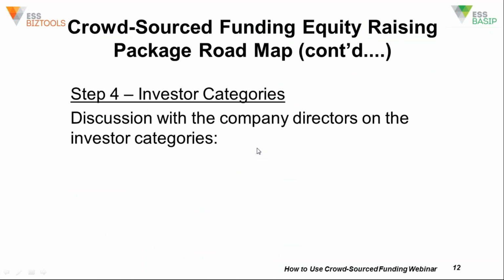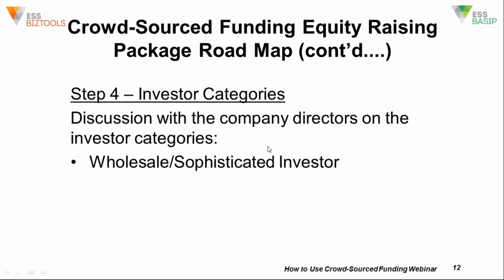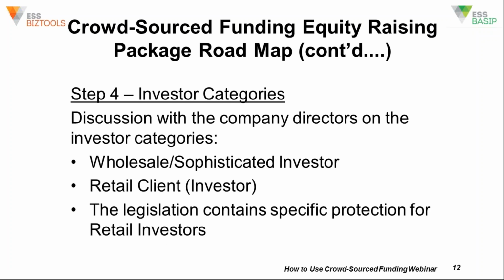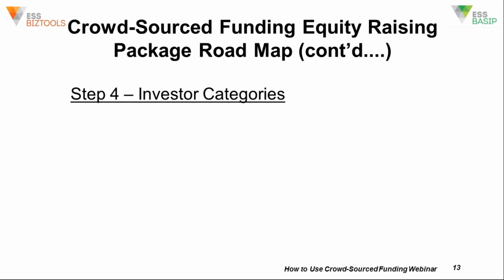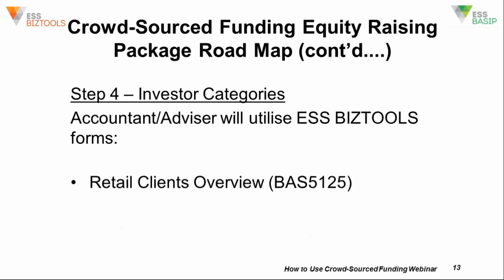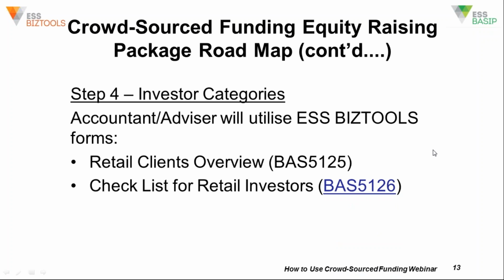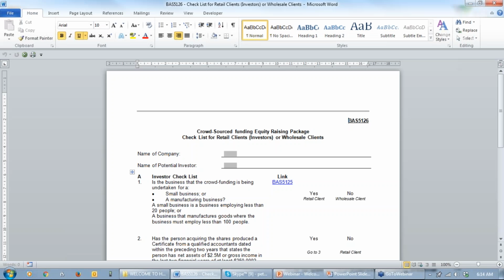Step 4 is looking at investor categories. There is the wholesale sophisticated investor that you're very familiar with from Section 708 of the Corporations Act, and we have the retail clients, the investors. There's specific protection for retail investors. So there's a retail clients overview, and there's a checklist for retail investors. So we might have a look at that.